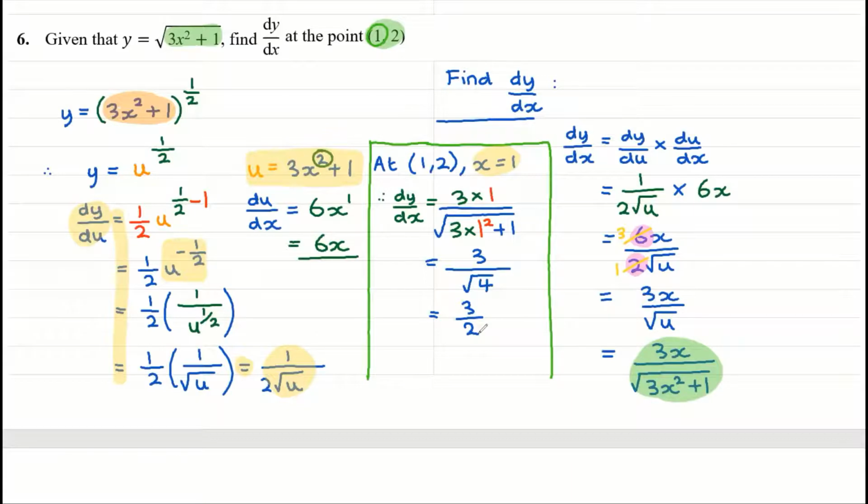Okay, so that concludes that. So the final answer after all that work is that dy by dx when x is equal to 1 is equal to 3 over 2.